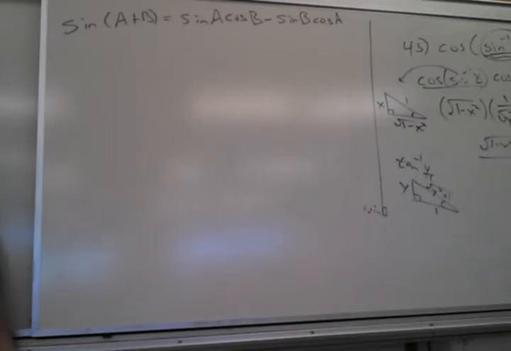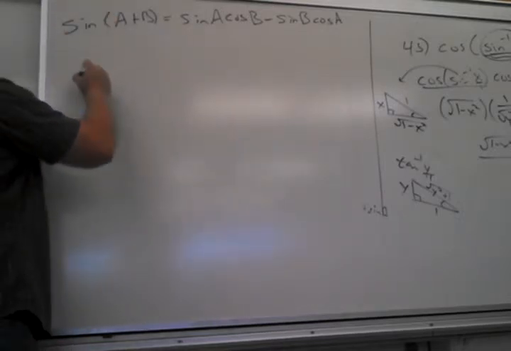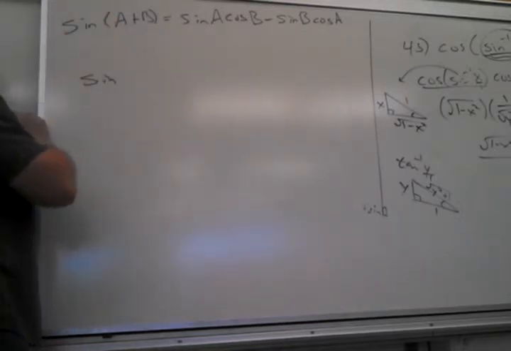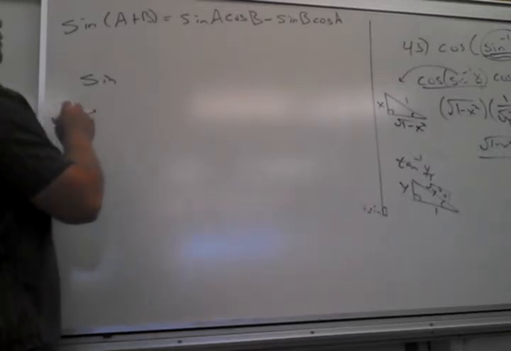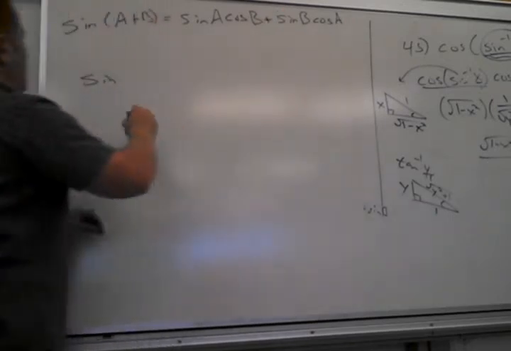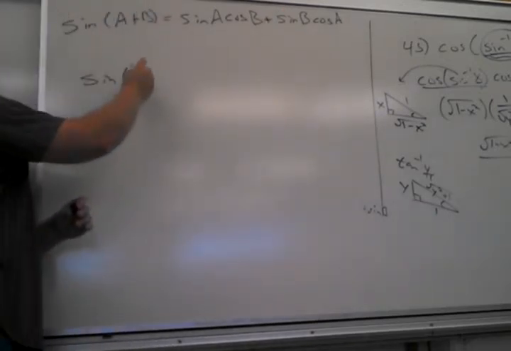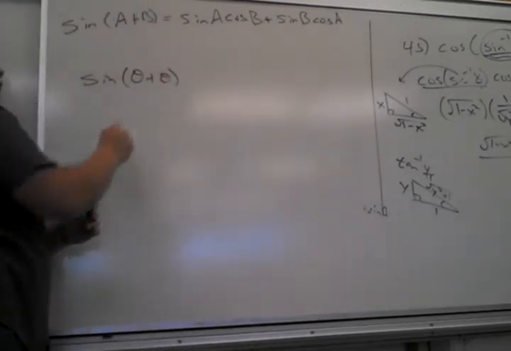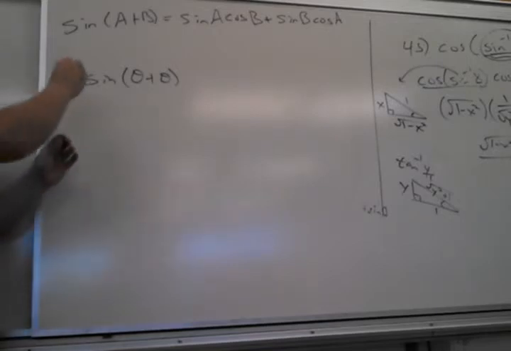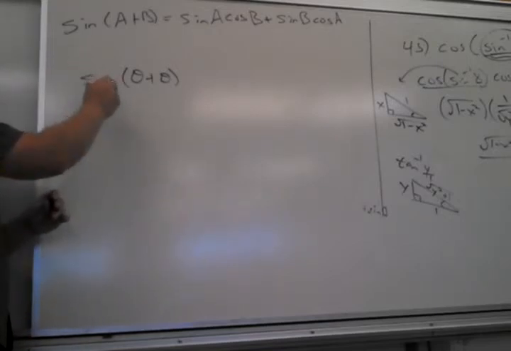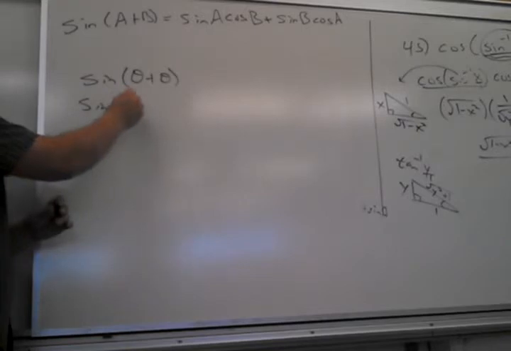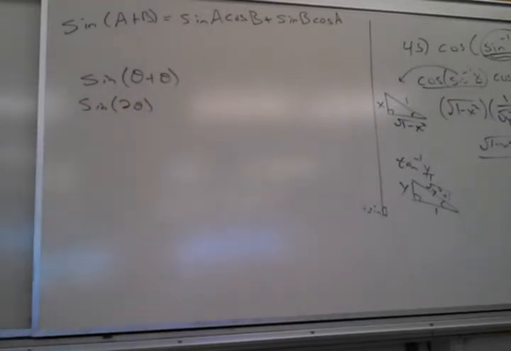What if we had the exact same angle twice over? So I didn't have A and B be different. What if they were the same? Let's say both A and B are actually theta. So it's really starting off as sine of 2 theta. So we're figuring out what's called the double angle formula. You can see why we call it that.